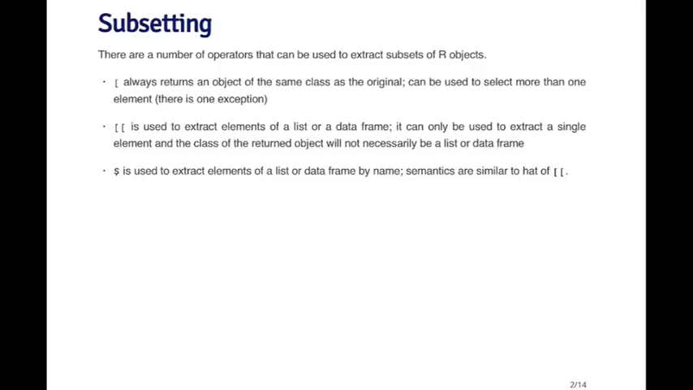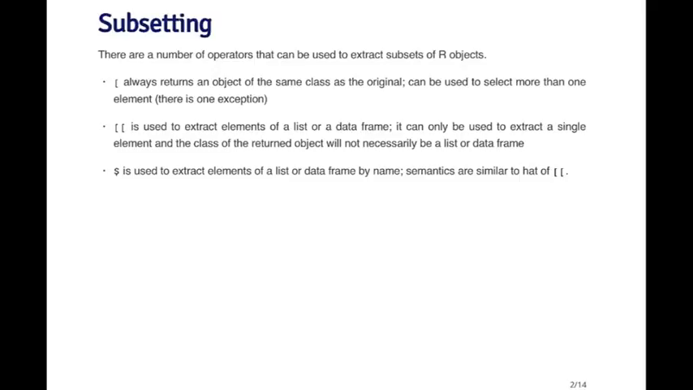The basic principle to remember here is that the single square bracket always returns an object of the same class as the original. So if you subset a vector, you're going to get back a vector. If you subset a list, you're going to get back a list. Anytime you use the single bracket operator to subset an object, you'll get an object of the same class back. Furthermore, the single bracket operator can be used to select more than one element of an object, with one exception that we'll get to later.